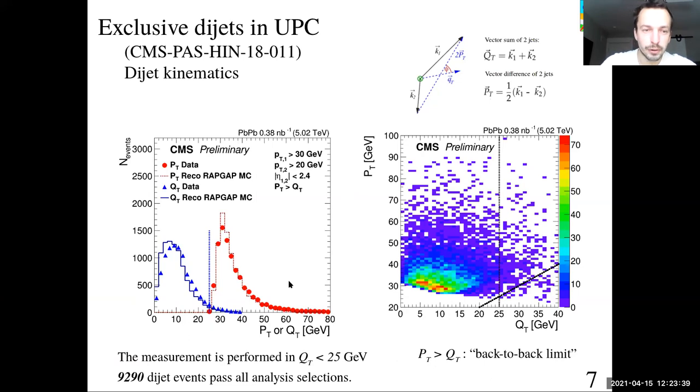limit. And in order to perform the differential measurement in QT, we require that it should be less than 25 GeV. And after all the selections, we result in more than 9,000 dijet event candidates.